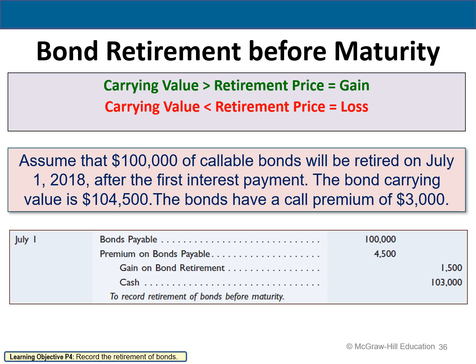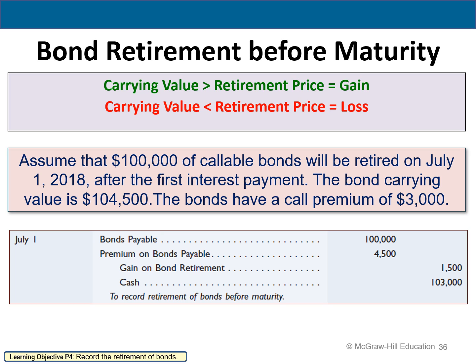But what happens if you retire your bond before maturity? If your carrying value is greater than your retirement price, you have a gain. And vice versa, if your carrying value is less than your retirement price, you have a loss. So assume that $100,000 of callable bonds will be retired on July 1st after the first interest payment. The bond carrying value is 104.5 and they have a call premium of $3,000. The way that we would record that is you're going to remove your bond from the books because you're retiring it. So you debit your bonds payable.